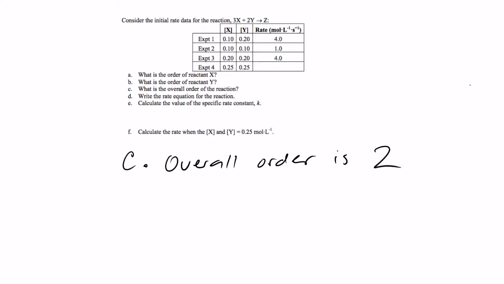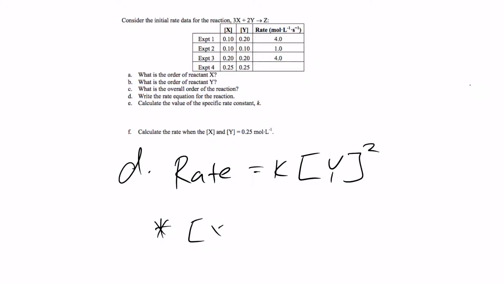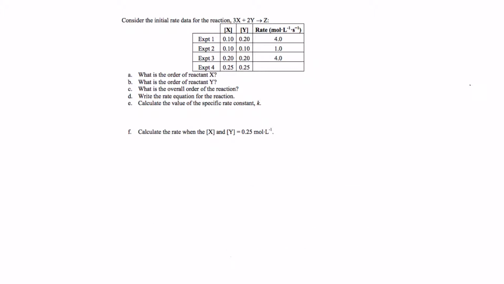Back to this problem, C, what's the overall order? We just add up the two orders for X and Y. X was 0 order, Y was second order. There you go. You got a second order overall reaction. For D, we're going to figure out the rate equation. Okay, basically we're just plugging it into that general format. We don't include X because it was 0 order. So rate is just equal to K times the concentration of Y squared, second order.